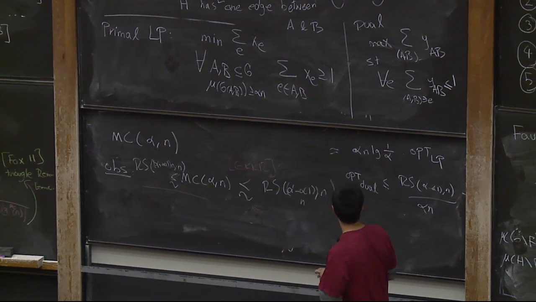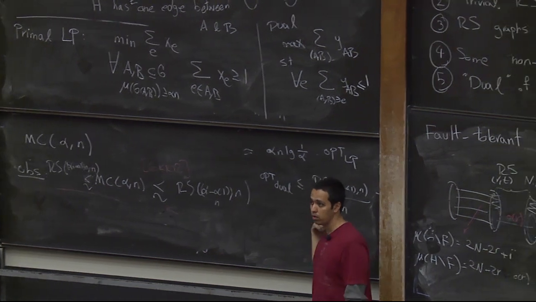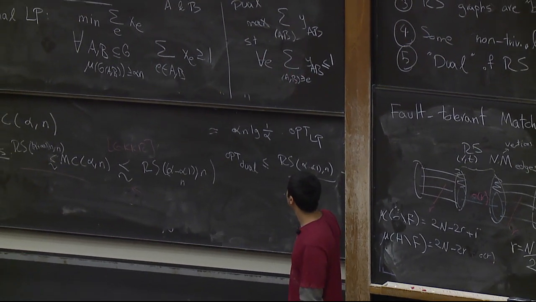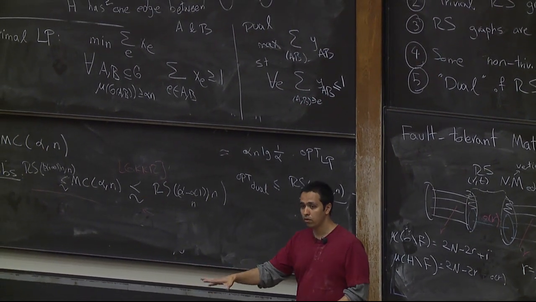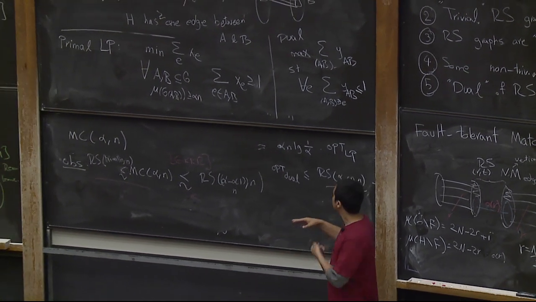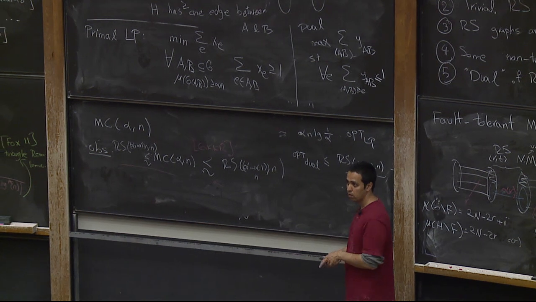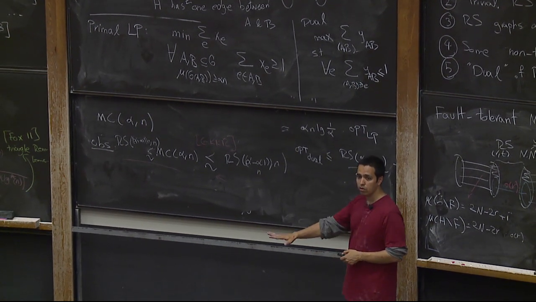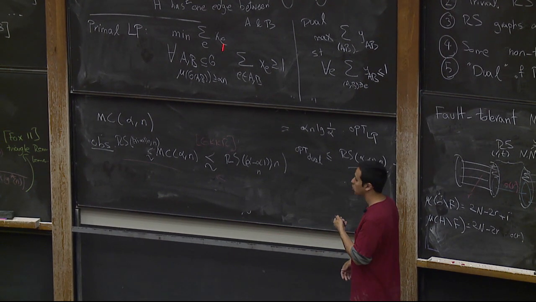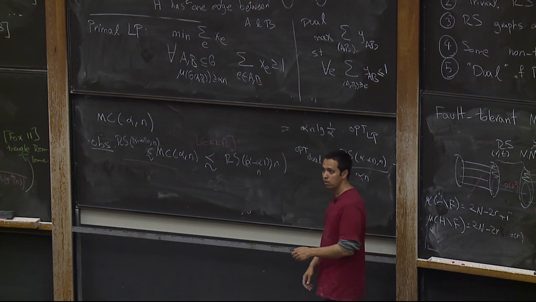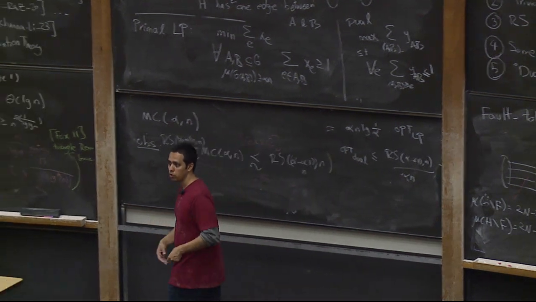Okay, and in fact, that's the open problem I want to talk about here. Existence of a large RS graph is a necessary condition for this LP to be large, but it's not sufficient. Why? A clique has a very large RS graph inside it, but its matching cover LP is very small. Okay, so I want to understand what is the sufficient condition as well.